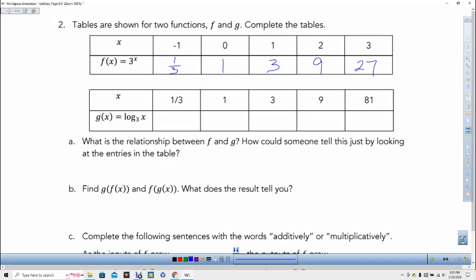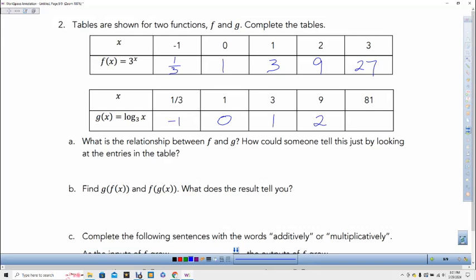All right, here we're doing the log base 3, so we're asking what power we've got to raise 3 to get that. So we know that's going to be negative 1. What power will we raise 3 to get 1? It would be 0. What power do we raise 3 to get 3? That would be 1. 3 to what power gives me 9? 2.